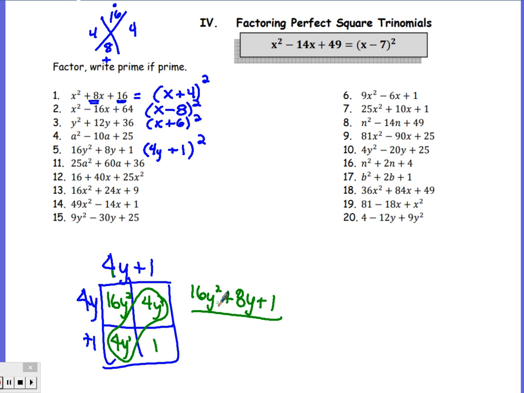We can check our answer and make sure that I really do get back to what I started with. I say always check your answer if you have any uncertainty. All right? Even if you don't, if you have time, check your work. All right, so you can practice more of those if you'd like.